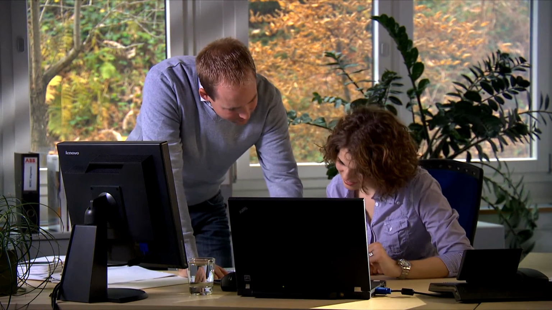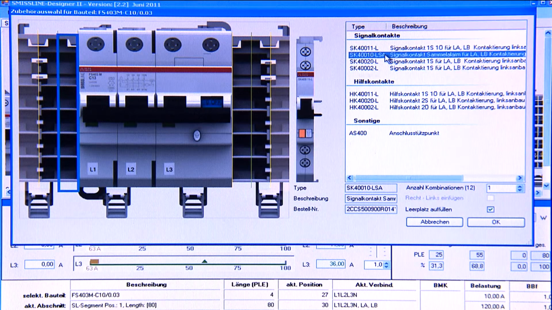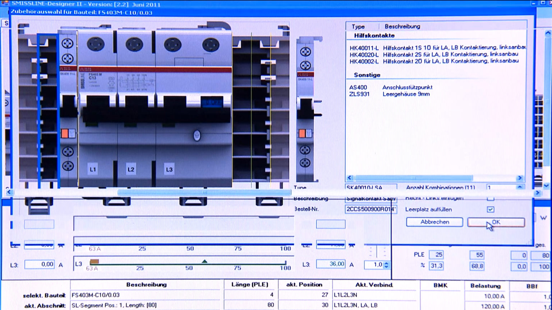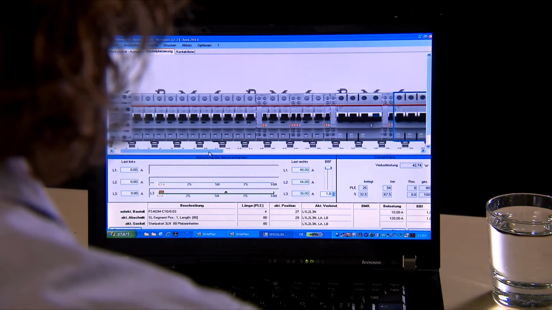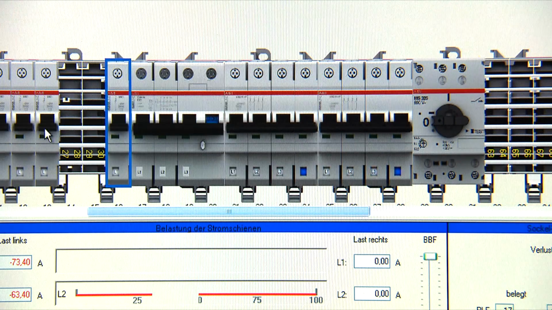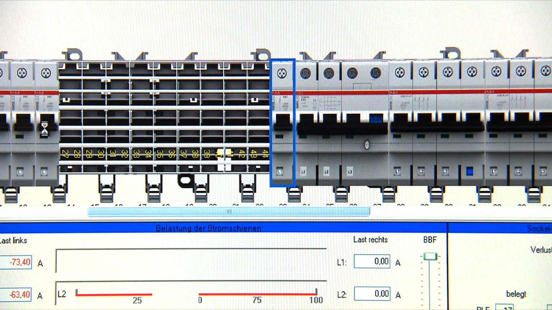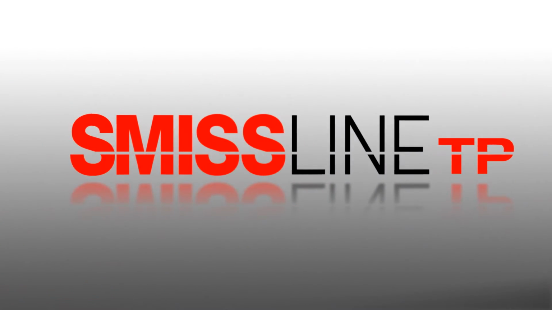SMISSLINE TP is fully protected against direct contact. The system remains fully touch-proof even when plugging in and unplugging devices. SMISSLINE TP prevents any risk to persons through switch arcs or fault arcs. Our planning software provides support when you're planning the system and calculating its measurements. SMISSLINE TP stands for Safe and Flexible Distributor Systems.